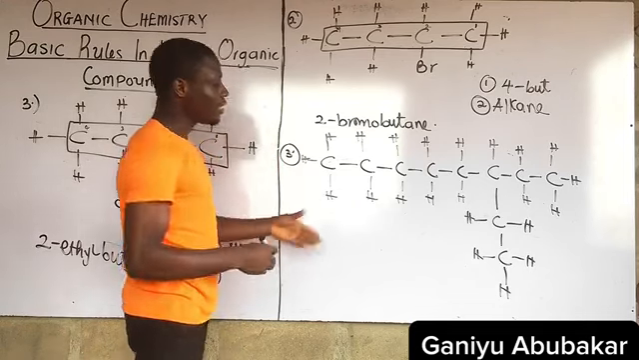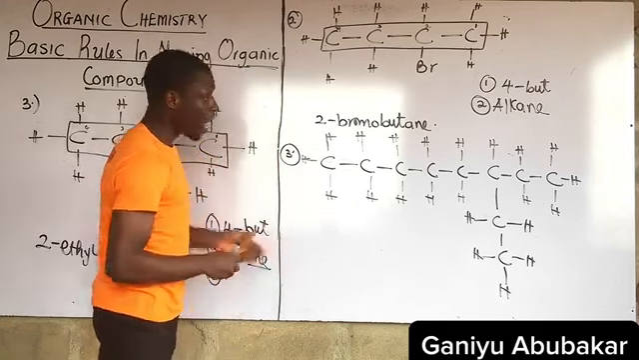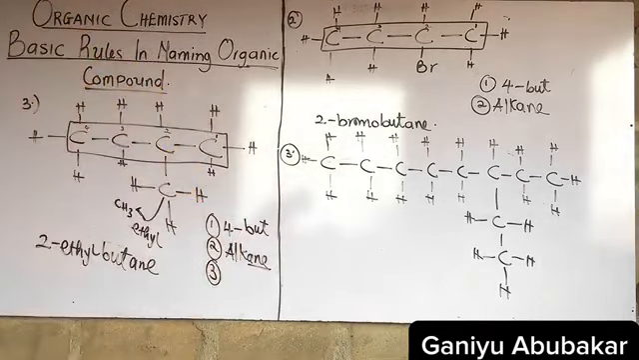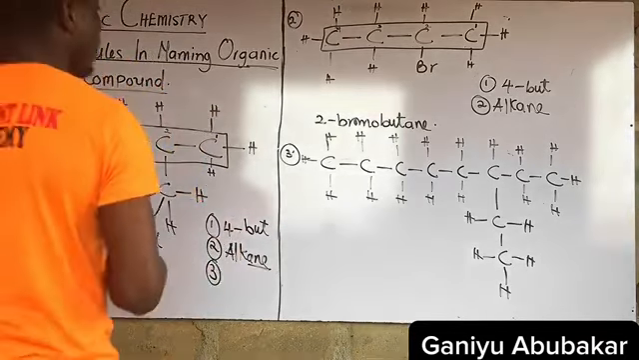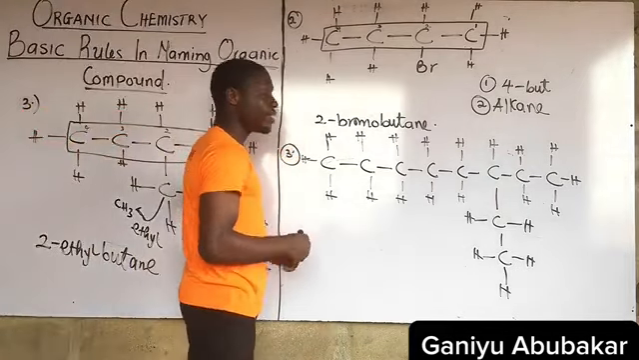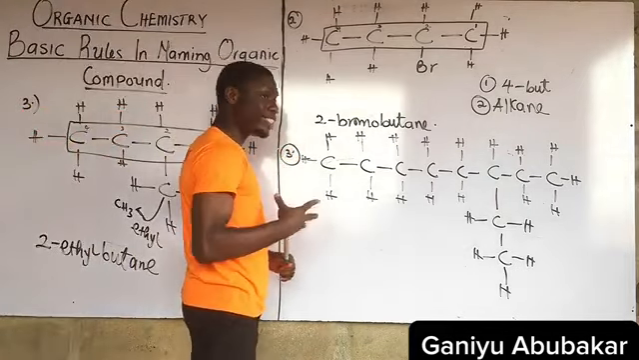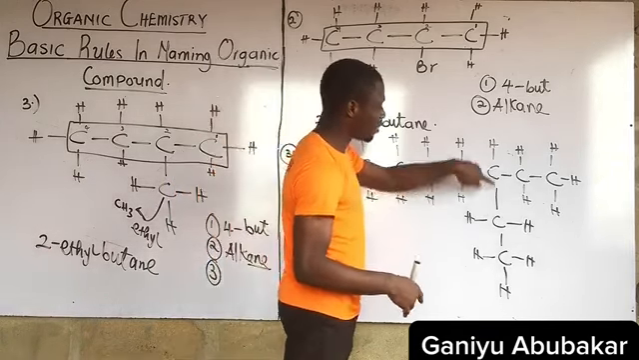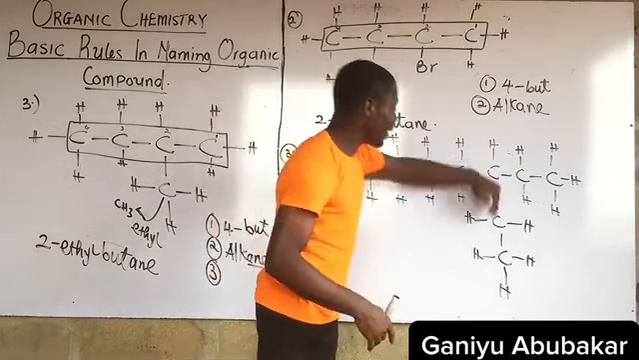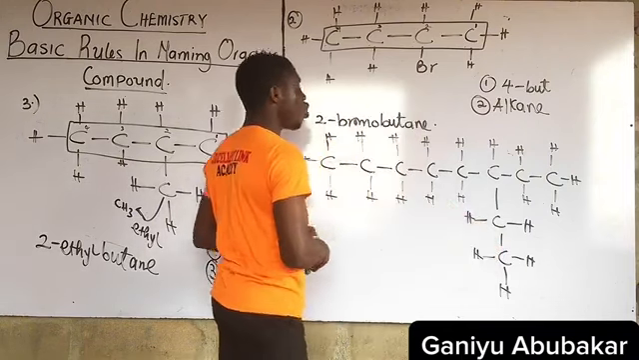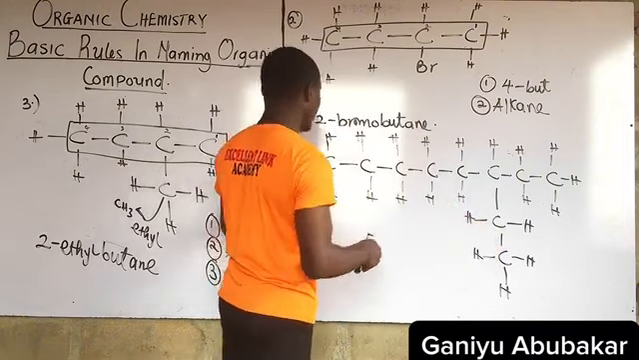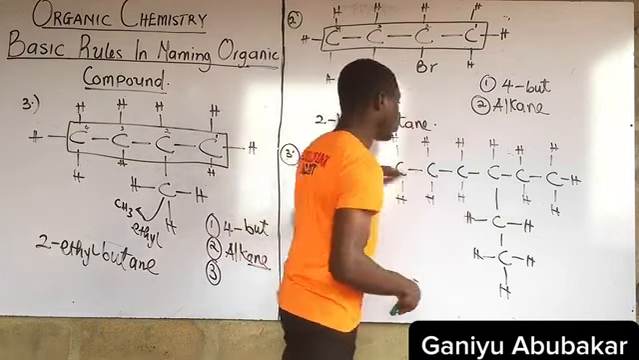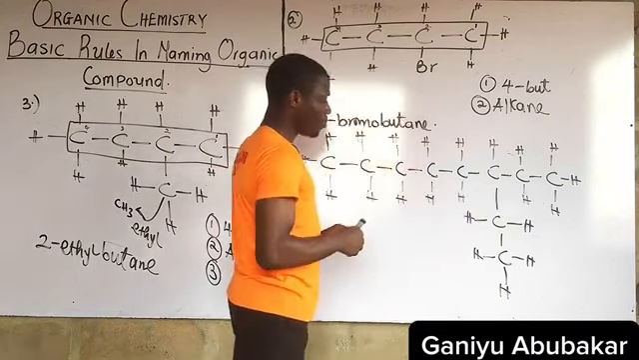Let's name this organic compound here. How do you name this one? We said rule 1 says select the longest continuous carbon chain. This is 1, 2, 3, 4, 5, 6, 7, 8. Like this is 8. Let's count straightforward: 1, 2, 3, 4, 5, 6, 7, 8. Straightforward to 8. Okay.